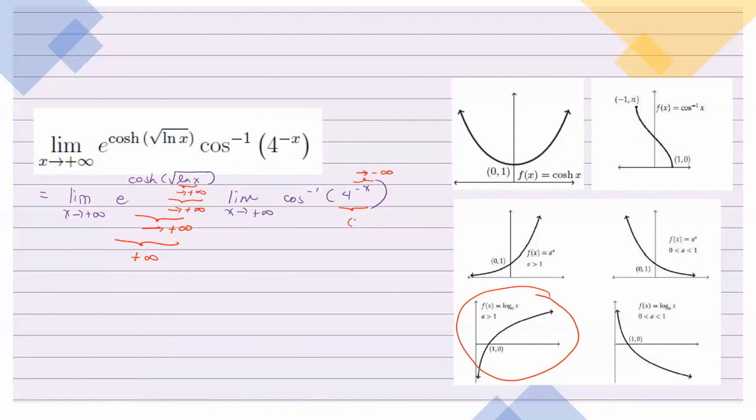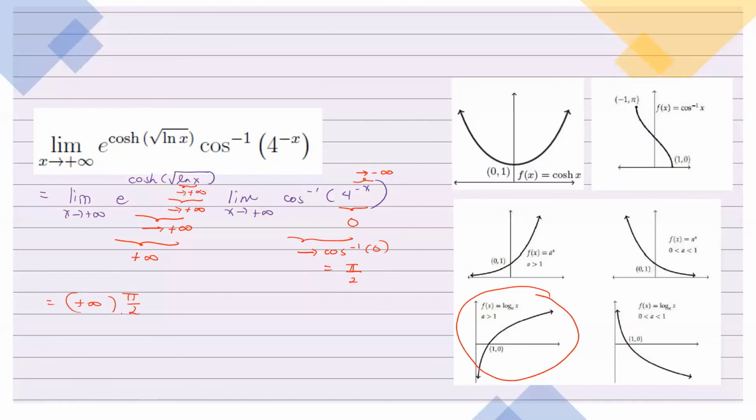Next. Cosine inverse of 0. What is the domain of the cosine inverse function? Di ba siya ay negative 1 to 1? So, si 0 pasok naman sa domain, hindi naman endpoint. Kaya we can simply evaluate. So, we get cosine inverse of 0. But what is cosine inverse of 0? This is equal to pi over 2. Tama ba? Pi over 2 yung value niyan, ha? Kasi ano bang angle yung nabibigay ng cosine na equal sa 0? It is pi over 2. And hence, we get plus infinity times pi over 2.